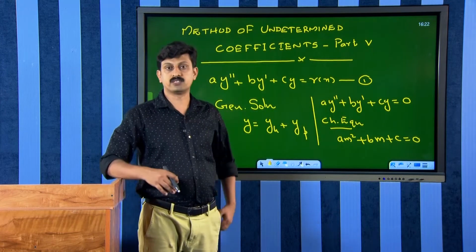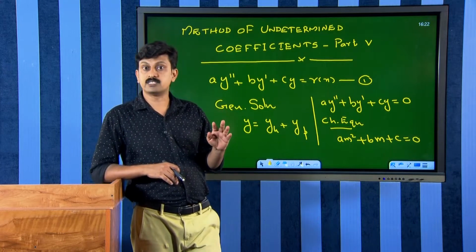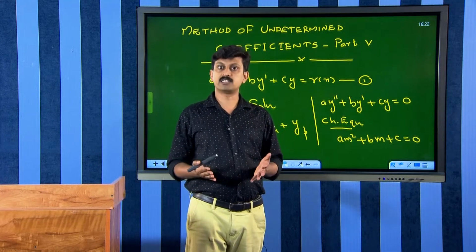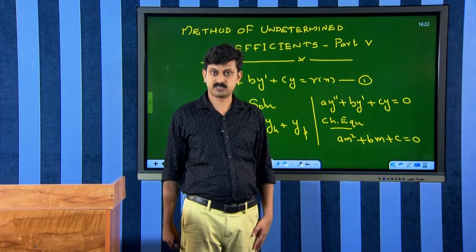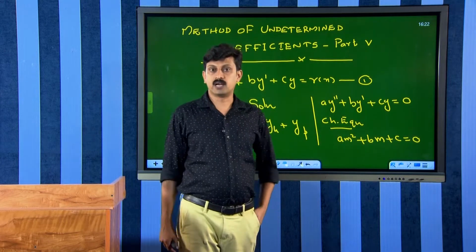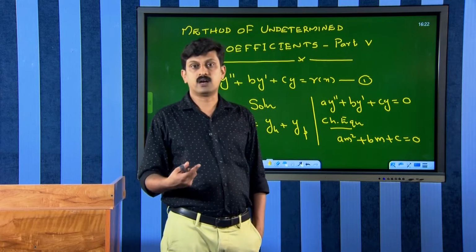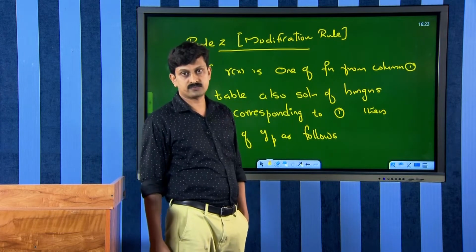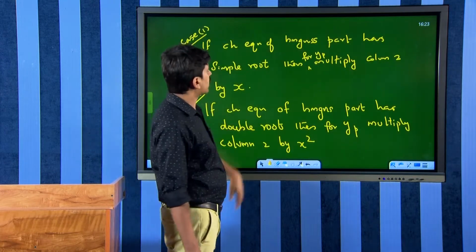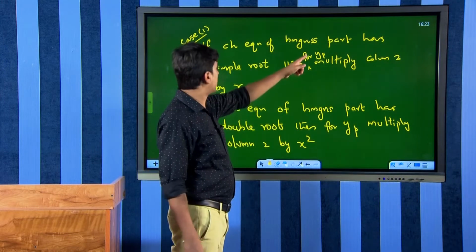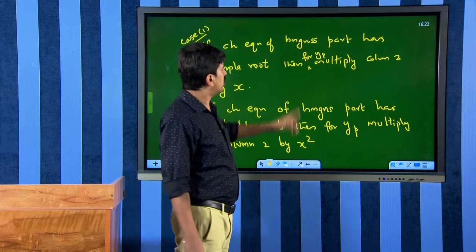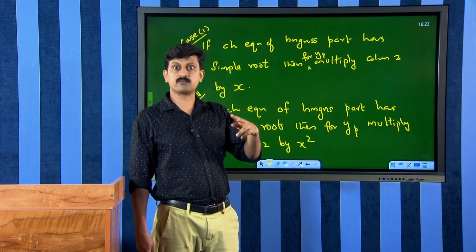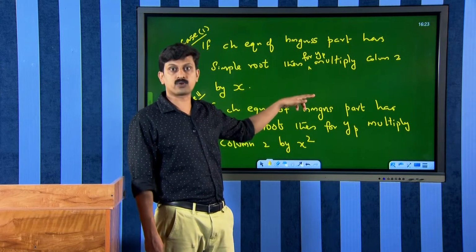We can find the roots for this quadratic equation. There are three choices for the roots: they may be real and distinct, or complex conjugates, or a double root, that is, only one repeated root exists. In this case, if the characteristic equation of the homogeneous part has a simple root, then for y p we choose from column 2, which we discussed when we started the method of undetermined coefficients and also in session 4.